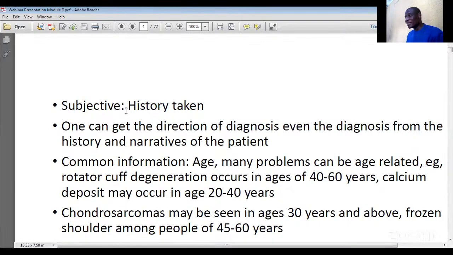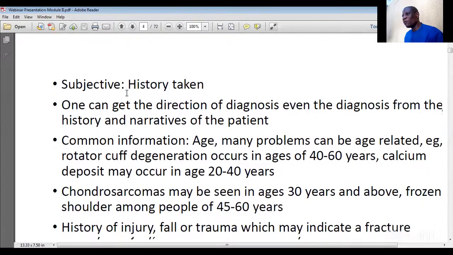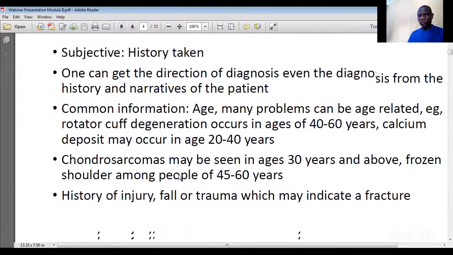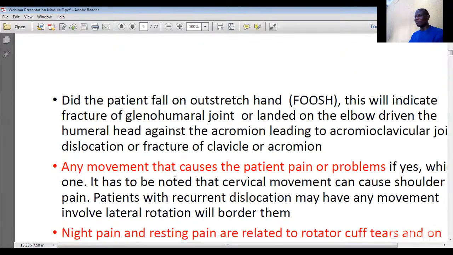Somebody that is less than 30 years, we may be talking of chondrosarcoma. And when you talk about this, you know what you are talking about. That may possibly be cancer of the bones or cancer of somewhere else that is getting a pain into the joint. Issue of fall or trauma may indicate maybe fracture, right? Fracture or injury to the muscles. So those issues are extremely important when you are talking about patient examination.